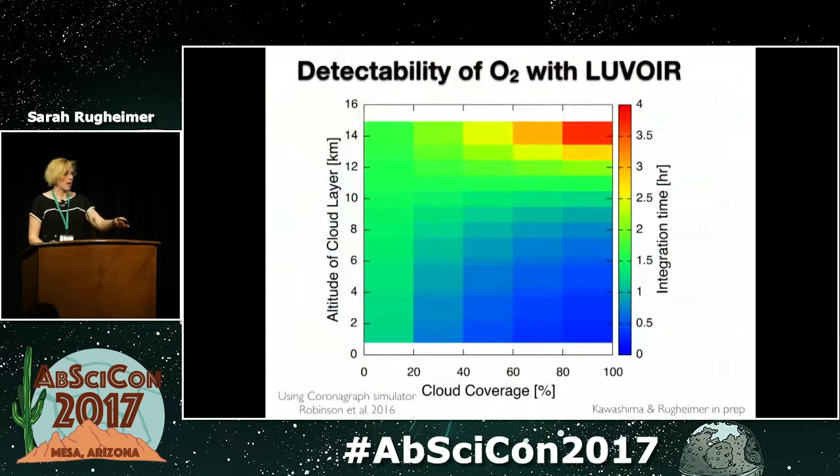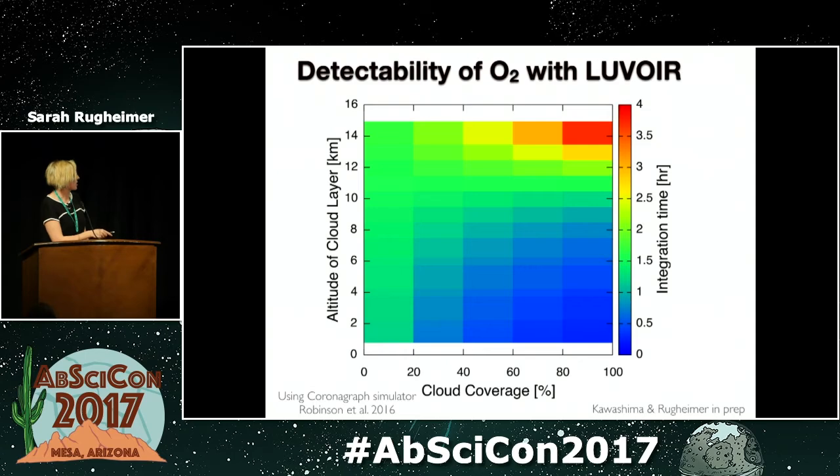And so if we look also at the detectability of O2 with LUVOIR. Now this is using the coronagraph simulator that has already been, I think, mentioned 3 or 4 times in this session from Ty Robinson. If we look at this and calculate what the rough integration times are that we could get with LUVOIR to detect oxygen with different cloud coverages and altitudes. So here we have increasing cloud coverages and different cloud layers.